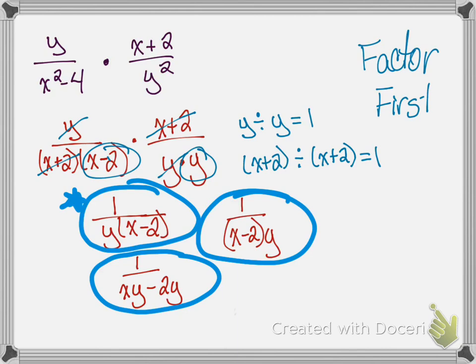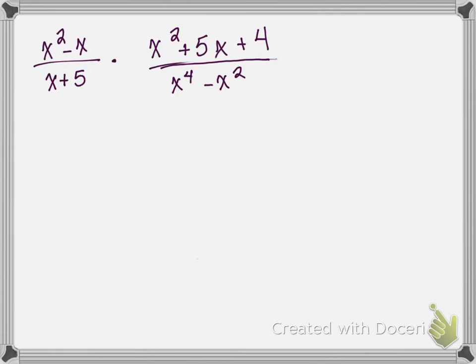Can I go to the next one? Okay. We're going to factor all of this first. Factor first. x squared minus x, that can be written as x times x minus 1. Can x plus 5 be factored? Nope.